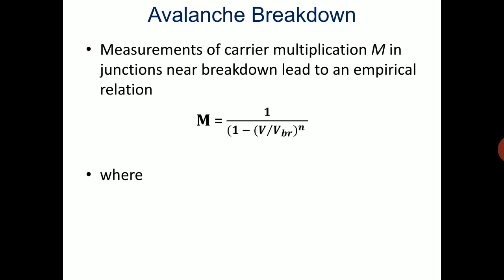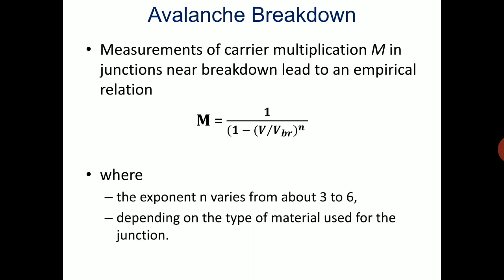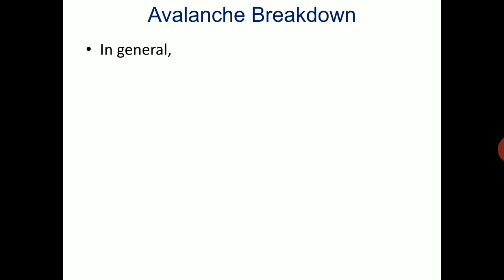We should take care about the N also. What we said about the probability in the previous slide, now that P has been replaced by V by VBR. Not only that, the entire denominator is replaced by (1 minus V by VBR) to the power N, where N, the exponent, varies from 3 to 6 depending on the type of material used for the junction. This N is not n-type material, it is an exponent parameter. So by this we conclude the avalanche process, the dangerousness of the avalanche process, and how to control the probability P.